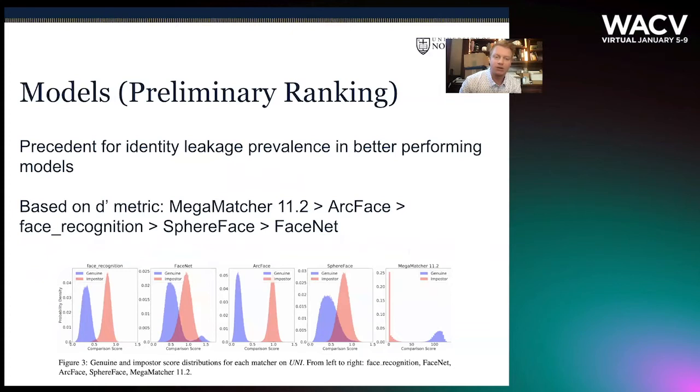The first thing that we did, however, was rank these models in terms of performance, and we used the d prime metric as our metric of choice. We came out with the ranking of Megamatcher, ArcFace, face recognition, SphereFace, and FaceNet. This d prime metric really just quantifies the difference between two distributions. In this case, it was genuine versus imposter.